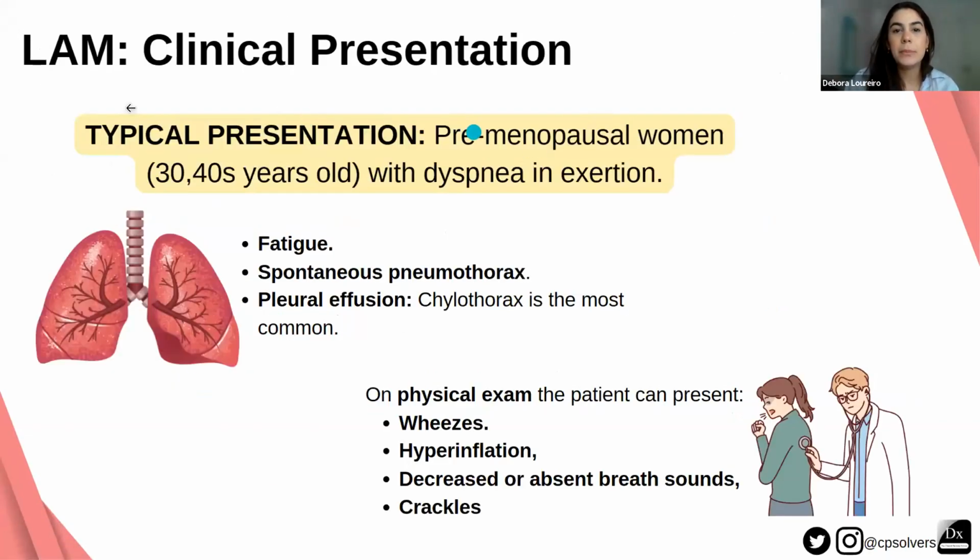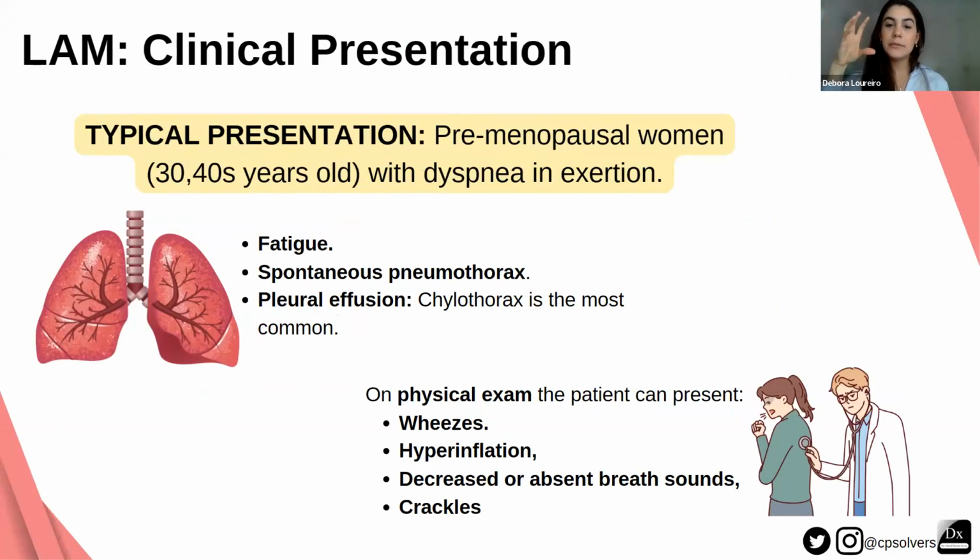And that was our case, where the woman was pregnant and had a slow decline after the menopause. And here is the typical presentation. Normally, it's a premenopausal woman, 30 or 40 years old, with dyspnea on exertion. And I want all of you to do an exercise and think what would be a differential diagnosis with this presentation in a young human.